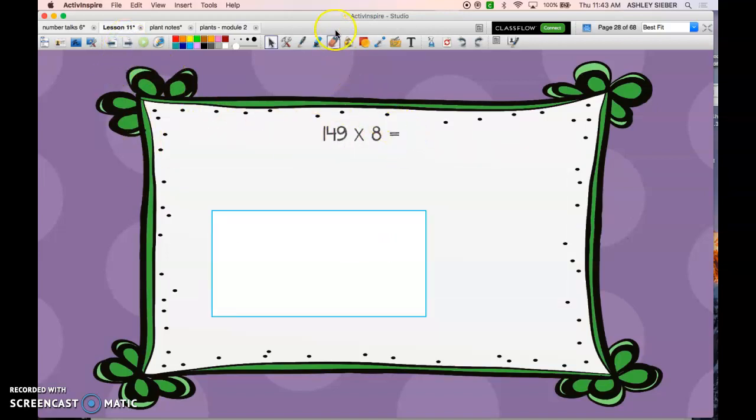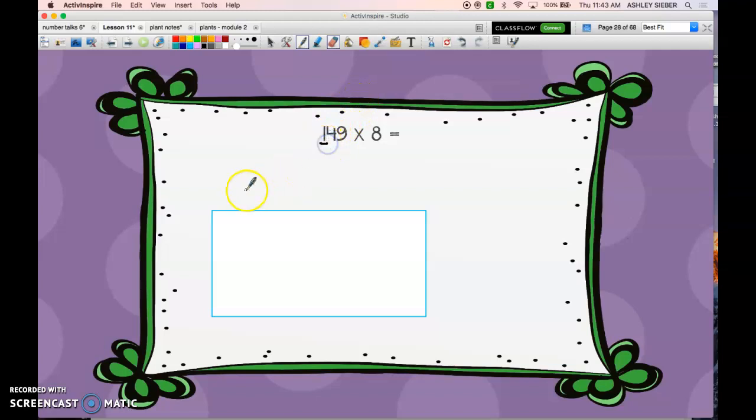All right, we're going to do this one together. 149 times 8. So first, let's draw a rectangle. And I have to think, which number do I want to break apart? I know my 8's facts. I don't know my 149 facts. So I'm going to break apart the 149. And remember, when we break apart these numbers, we're breaking them apart into their place value.